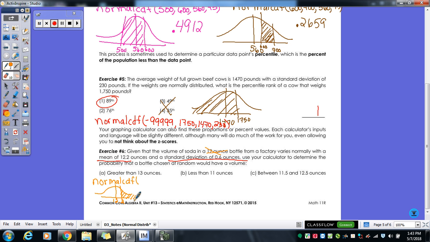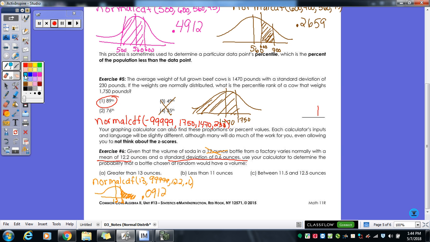So we want greater than 13 though, so we went over here to the right. This is why it's always good to draw the little bell curve picture to make sure you get the right information. So what is our lower bound going to be? Because we want to go to the right, our lower bound would be the 13. Our upper bound would be positive 9999. Your mean is 12.2 and your standard deviation is 0.6. 0.0912. Did they ask for percent? Nope. They just wanted the probability, so we leave it like that.